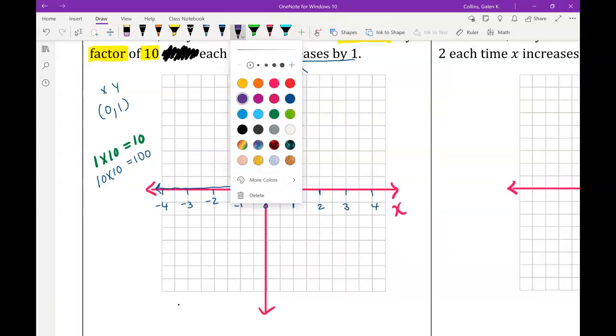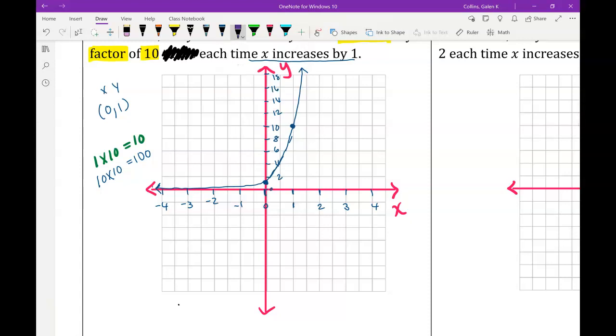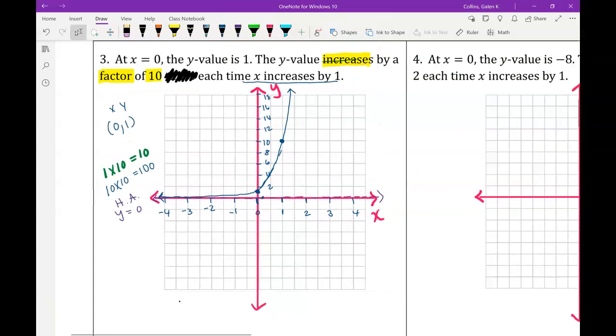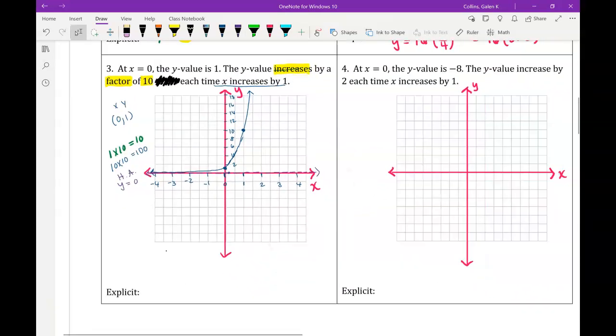So if you remember the asymptote, an asymptote is like an invisible line. Sometimes we use a dashed line. We do this often in Algebra 2. It's an invisible line. Our graph is not going to cross this horizontal asymptote. So the asymptote is on the x-axis, which is at y equals 0. All right, so that is our increasing exponential curve.